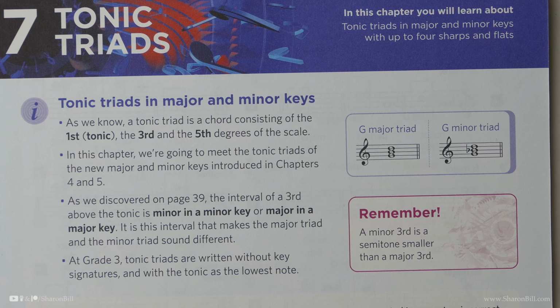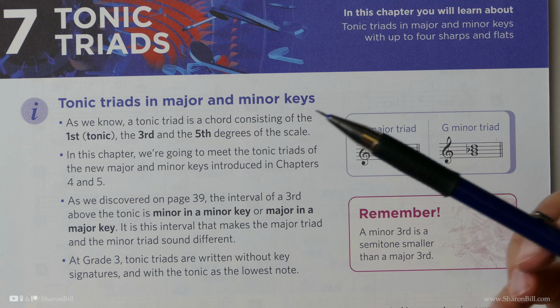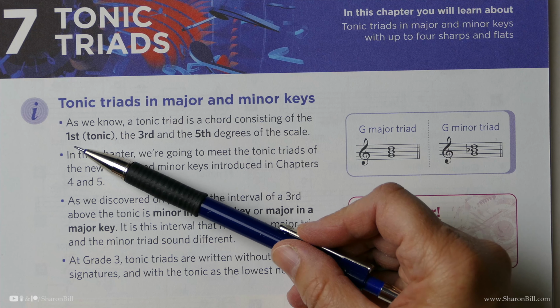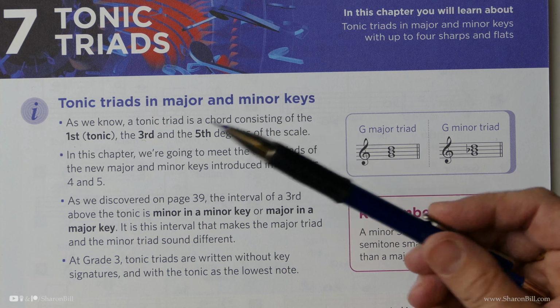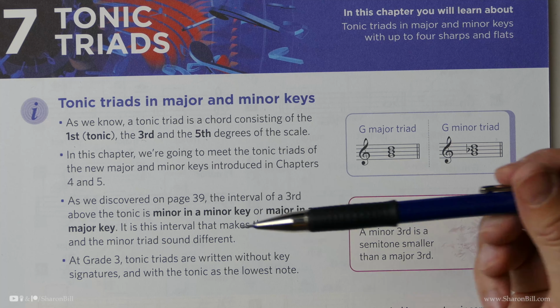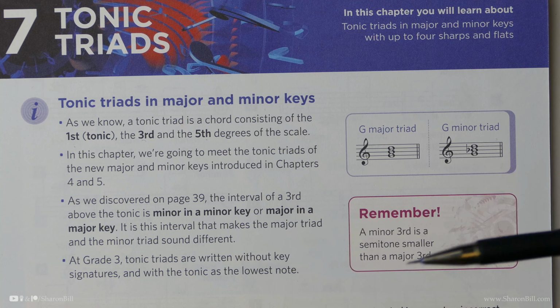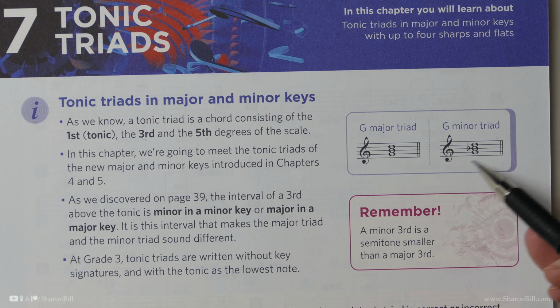We'll move on now in the Grade 3 Discovering Music Theory workbook, moving on to page 42, and we're looking at the topic of tonic triads. And there's nothing new here at all, really. We know that the tonic triad is made up of the first note of the scale, the third and the fifth notes of the scale. It's just that now we have some new keys in major and minor keys to consider, but the principle remains exactly the same.